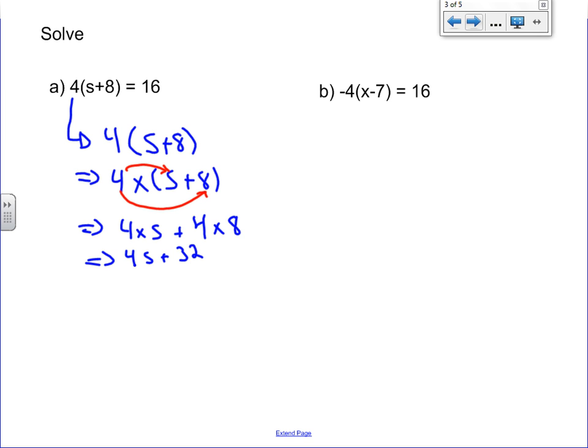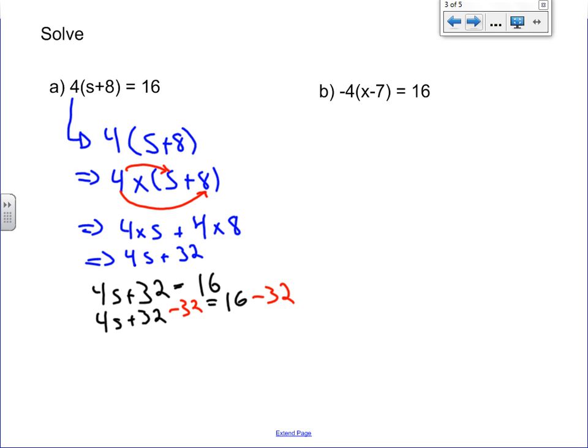So let's write that again. So we have 4s plus 32 is equal to 16. Now all of a sudden this looks like a question that we've done before in our previous lesson. So we might as well go ahead and solve this. So we have 4s plus 32. We're going to minus that out, because we want that to equal 0, so we can solve for that s, and then 16 minus 32 because we're keeping it even on both sides.